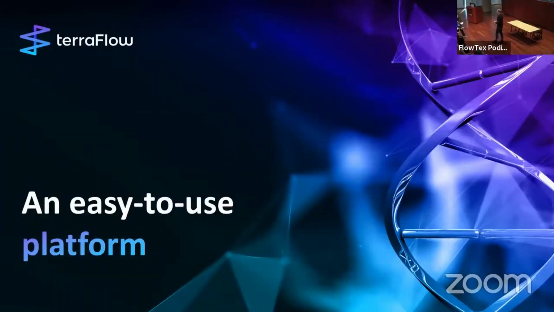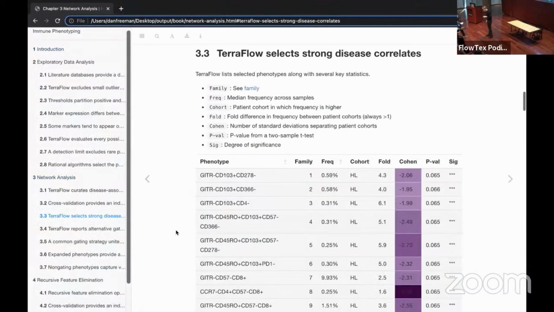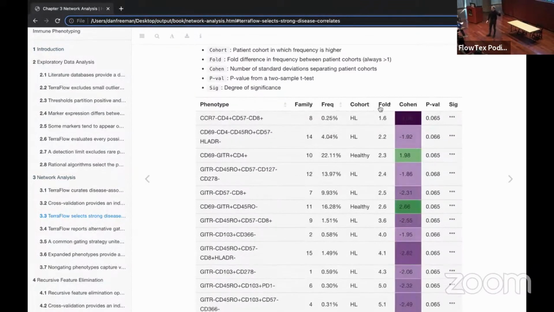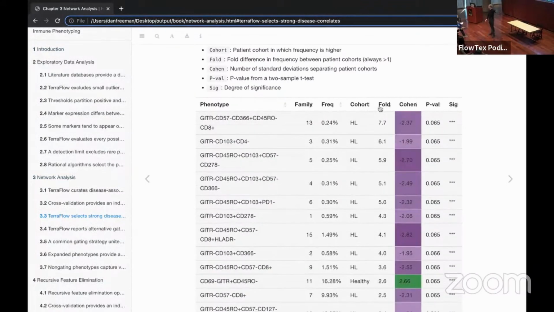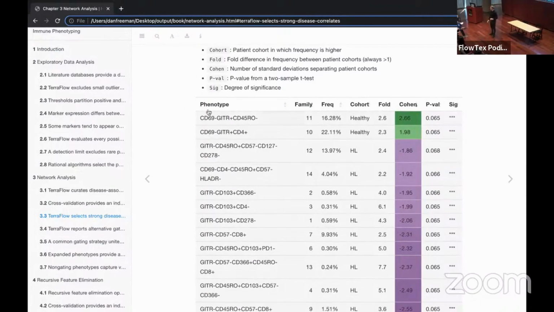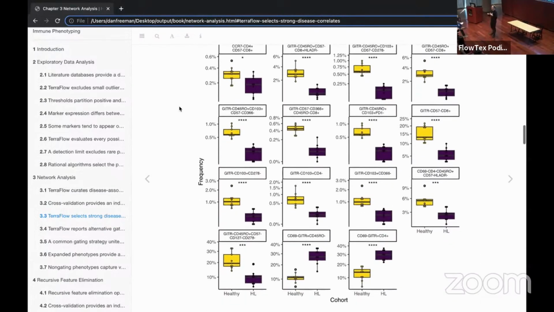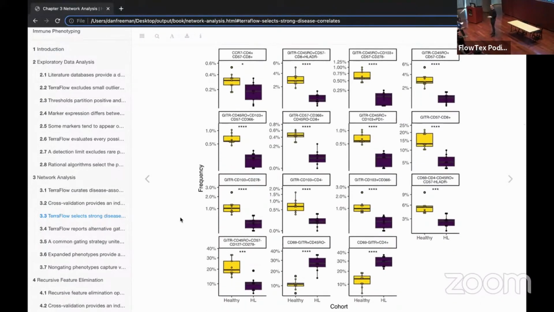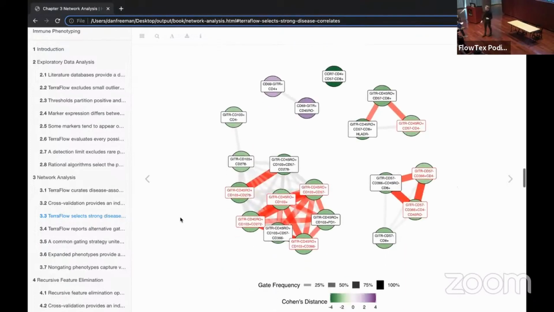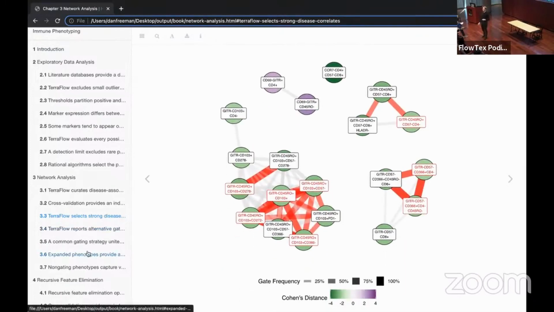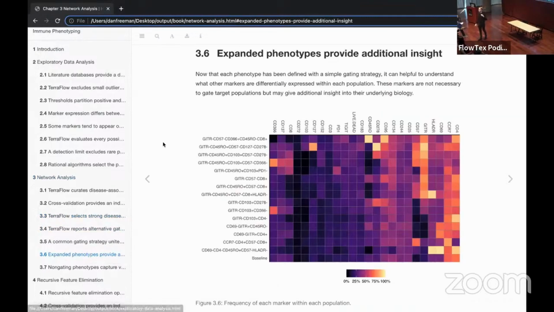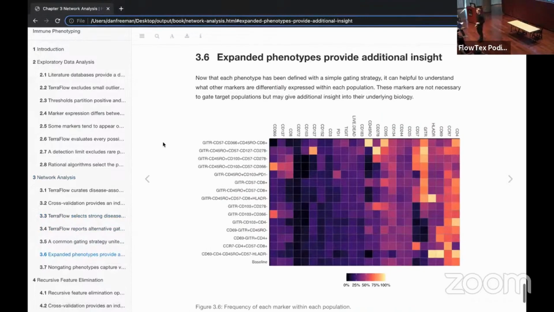The best part about TerraFlow is that you don't have to be a bioinformatician to use it. All you do is upload your FCS files, label the patients you want to compare, and hit submit. In 24 hours, you get back a report that lists all of the immunophenotypes important to your disease. This report is basically a preprint about your data that tells you what cell types were important, how those cell types relate to each other, and how these phenotypes connect to current biomedical literature.